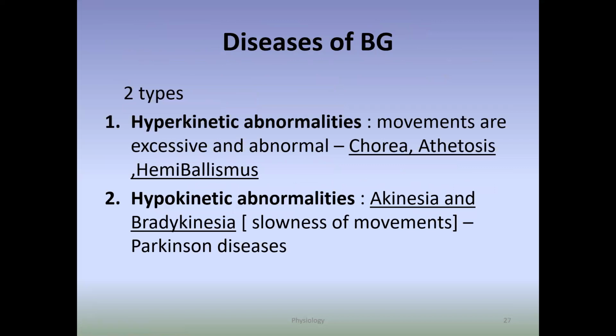Now, applied part: what are the diseases of basal ganglia that can be hyperkinetic or hypokinetic? Hyperkinetic means the movements are excessive and abnormal, for example chorea, athetosis, and hemibalismus. Again, I will demonstrate this in the practical hours also. What is meant by chorea? Chorea is involuntary, dancing type of movements, and athetosis is snake charming type of movement.